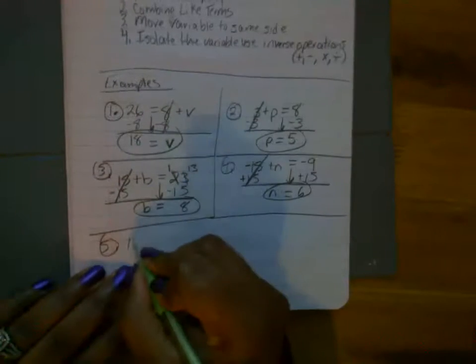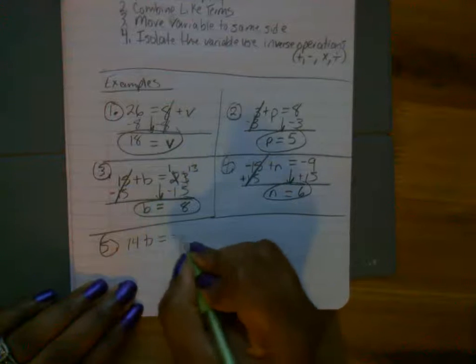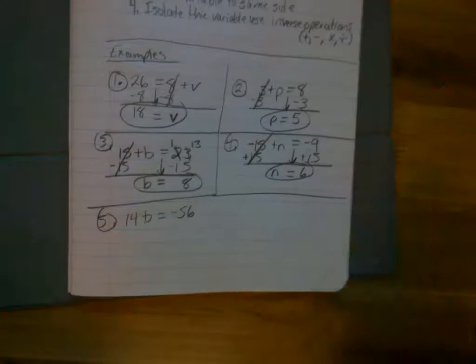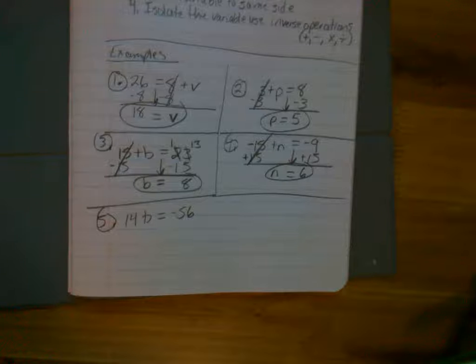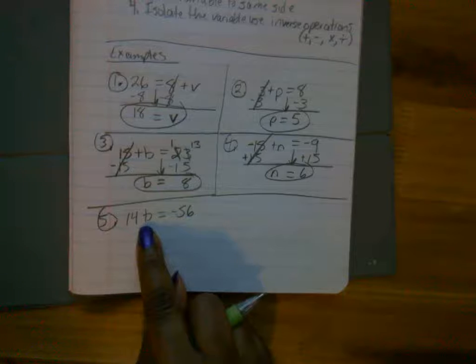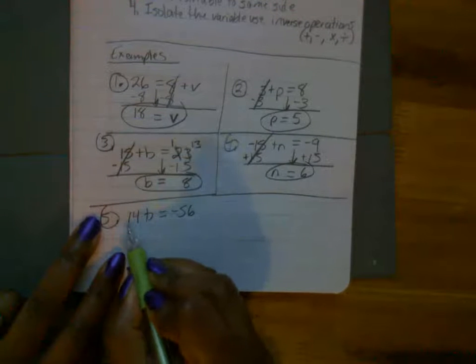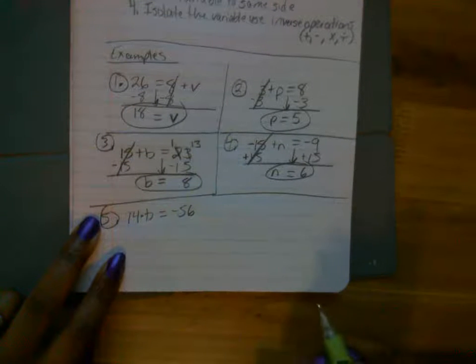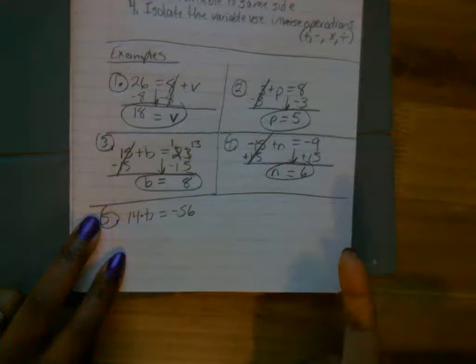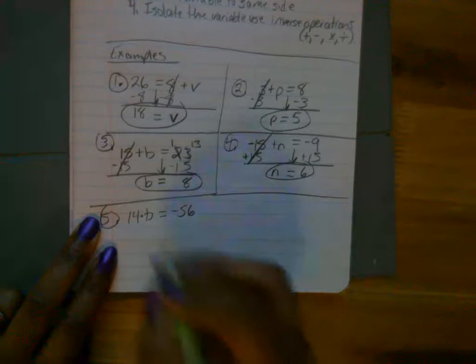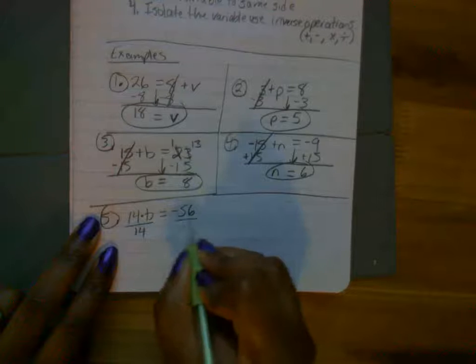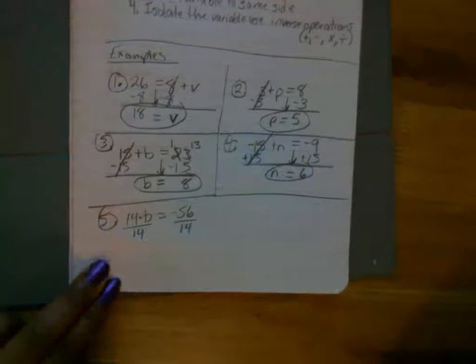Okay, we have 14b is equal to negative 56. All right, so let's see if we can solve for b. In order to get b by itself, the operation that's between 14 and b is multiplication. The inverse of multiplication is division. So we're going to divide both sides by 14 to get rid of the 14.